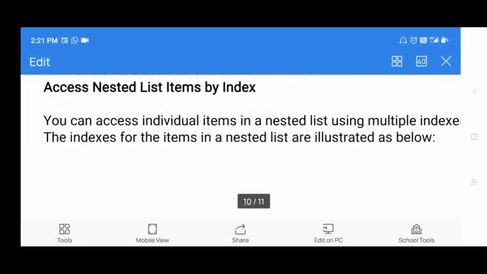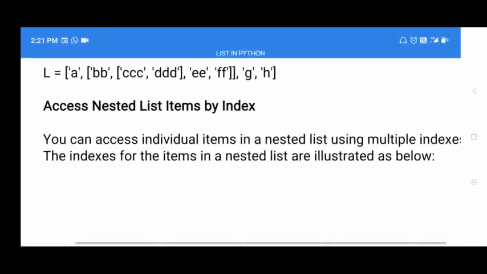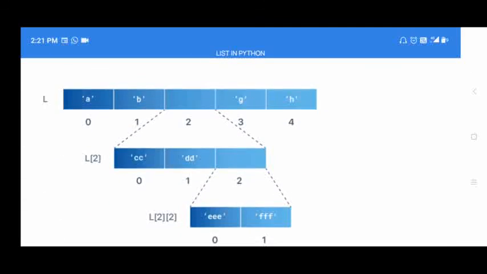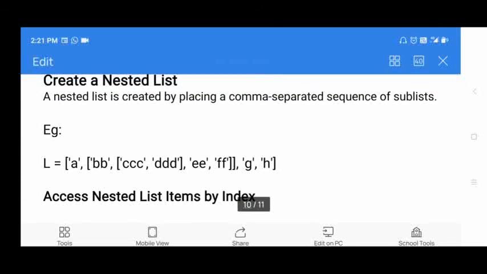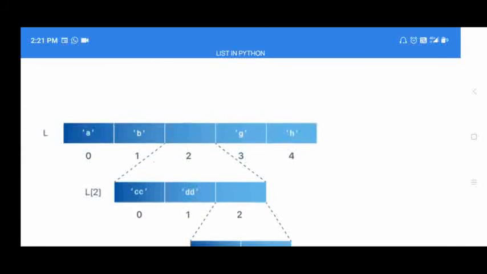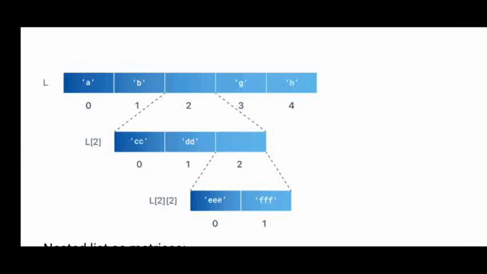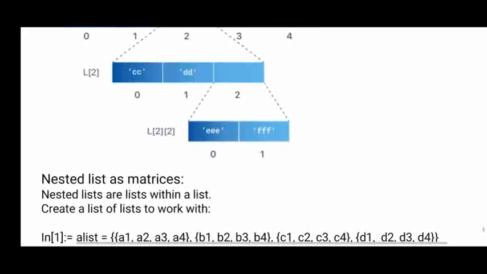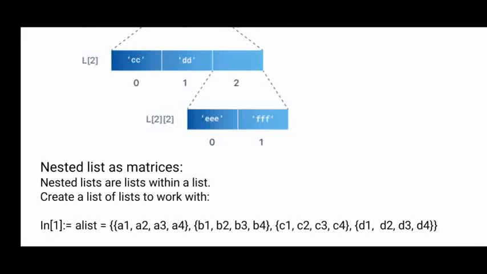That is a list, because it is enclosed in square brackets. Okay, so C, D. Again after that, E, F, that is also a separate list. Next, G comma H. One list inside another list, then that is called a nested list.